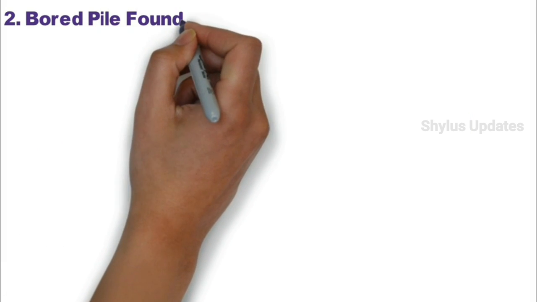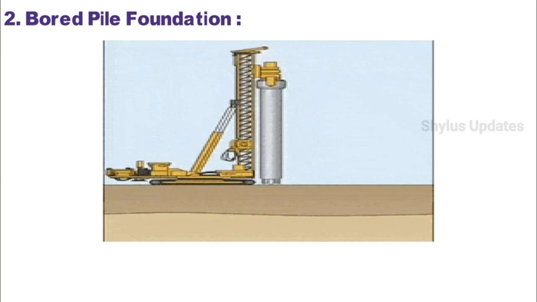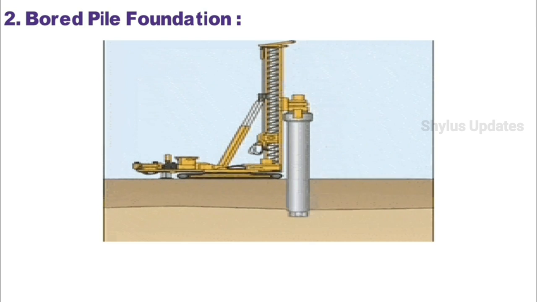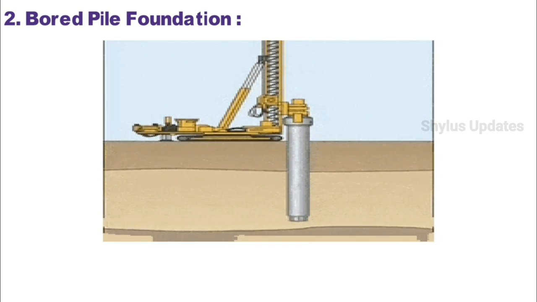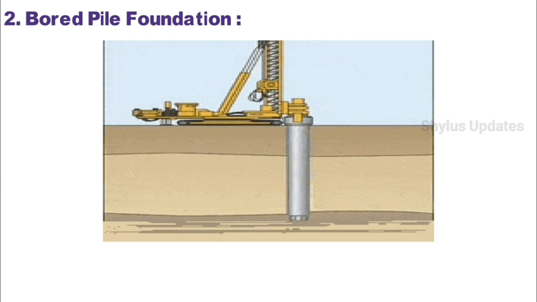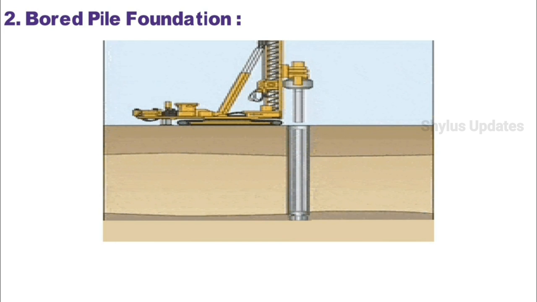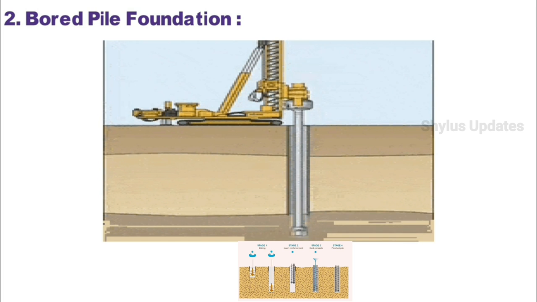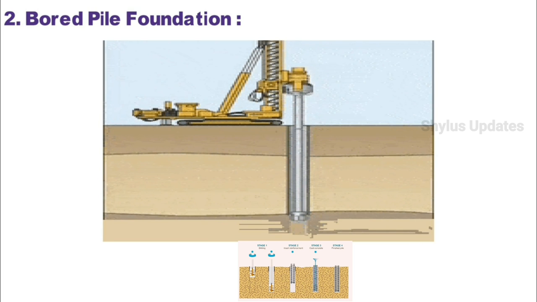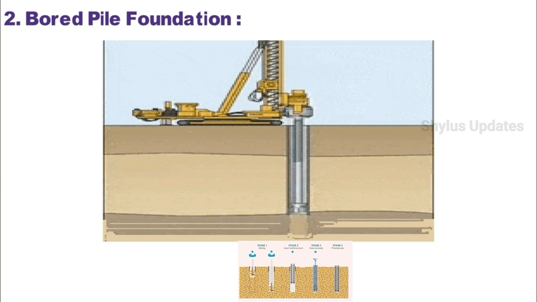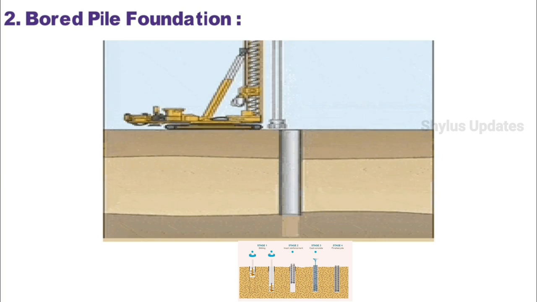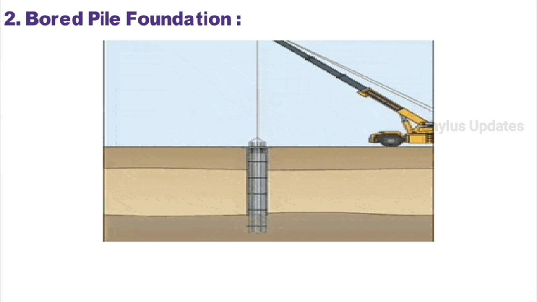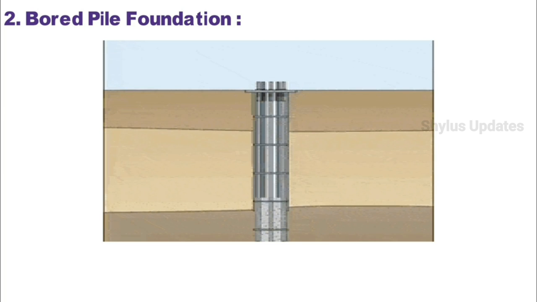Bored pile foundation. It is a commonly used foundation for supporting heavy vertical loads. The construction of the bored pile is divided into two phases, drilling phase and construction phase. In drilling phase, the soil is removed to form a hole of the required diameter and depth. While during the construction phase, the reinforced concrete is poured inside. Therefore, bored piles are also called replacement piles.